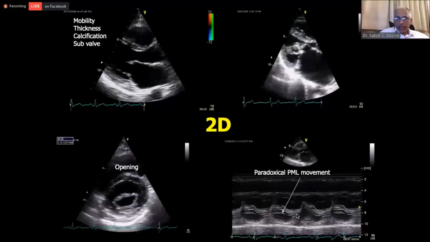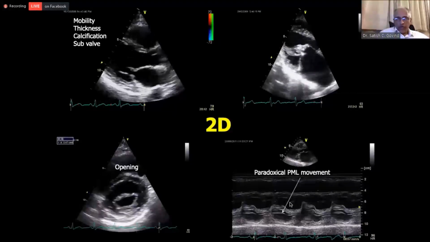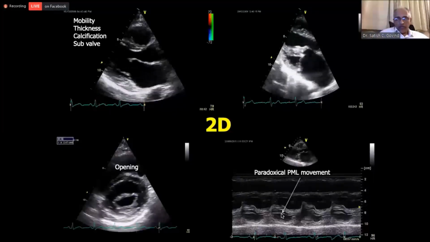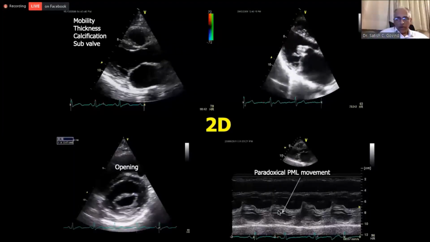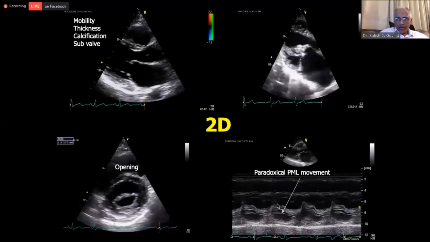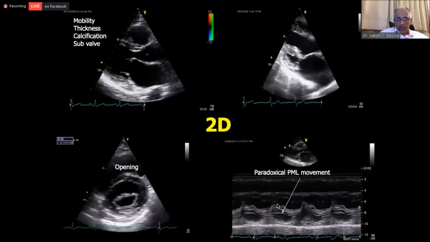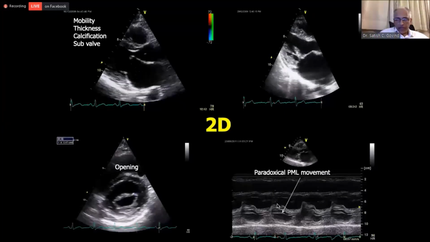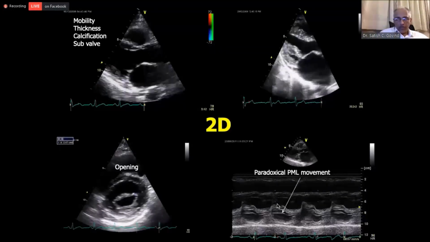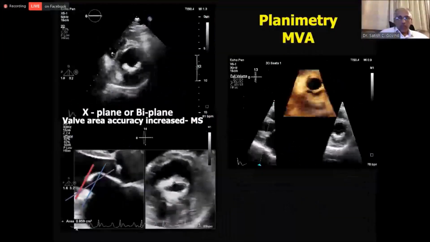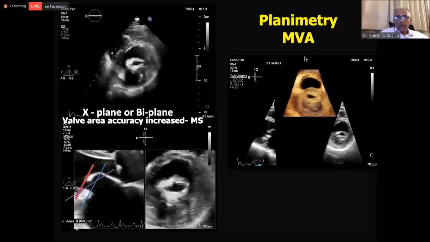And then the M-mode is one of the few scenarios where it can be helpful. So if you see the PML going towards the AML, that is a paradoxical movement. So that is very classical and very striking as far as RHD is concerned, where there's commissure fusion. So this is one of the few areas where M-mode is useful. And then how do we quantify it?